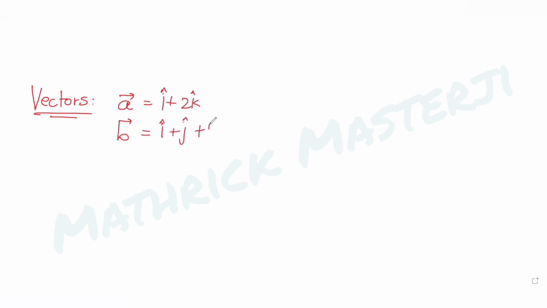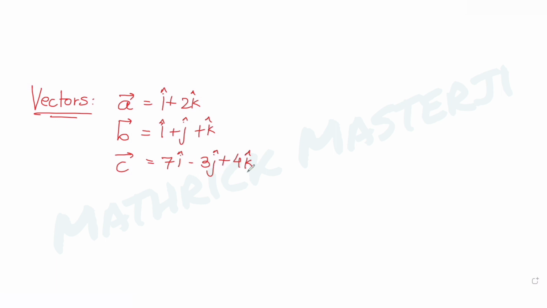Let's see today's question. Today's question we are taking up from the topic of vectors. The question tells us that vector A is equal to i cap plus 2k cap, vector B is equal to i cap plus j cap plus k cap, and vector C is equal to 7i cap minus 3j cap plus 4k cap. So these are the three vectors A, B, and C.